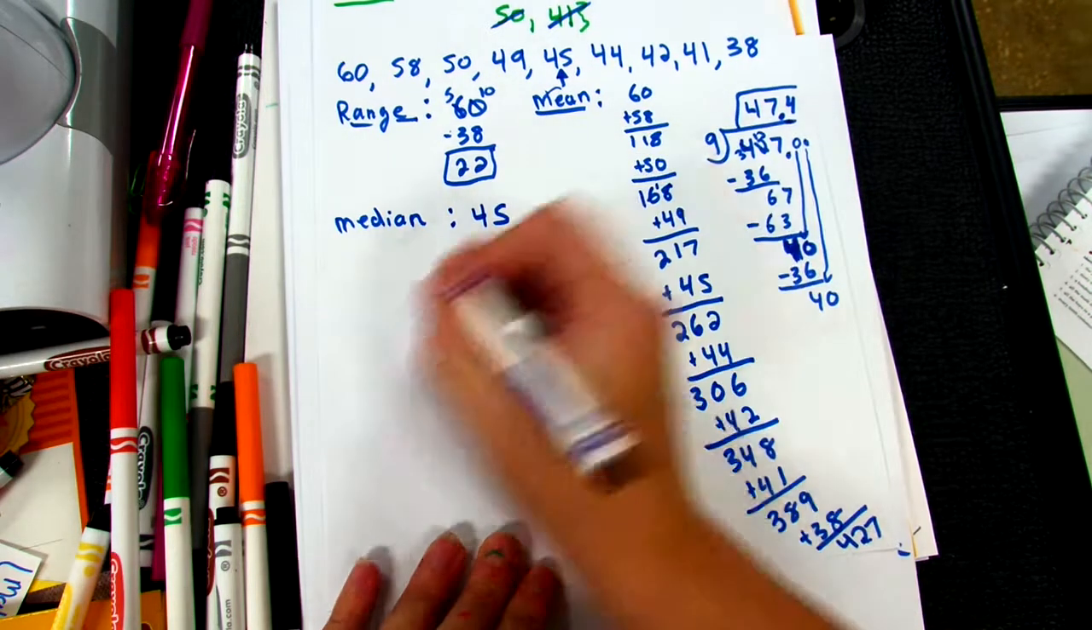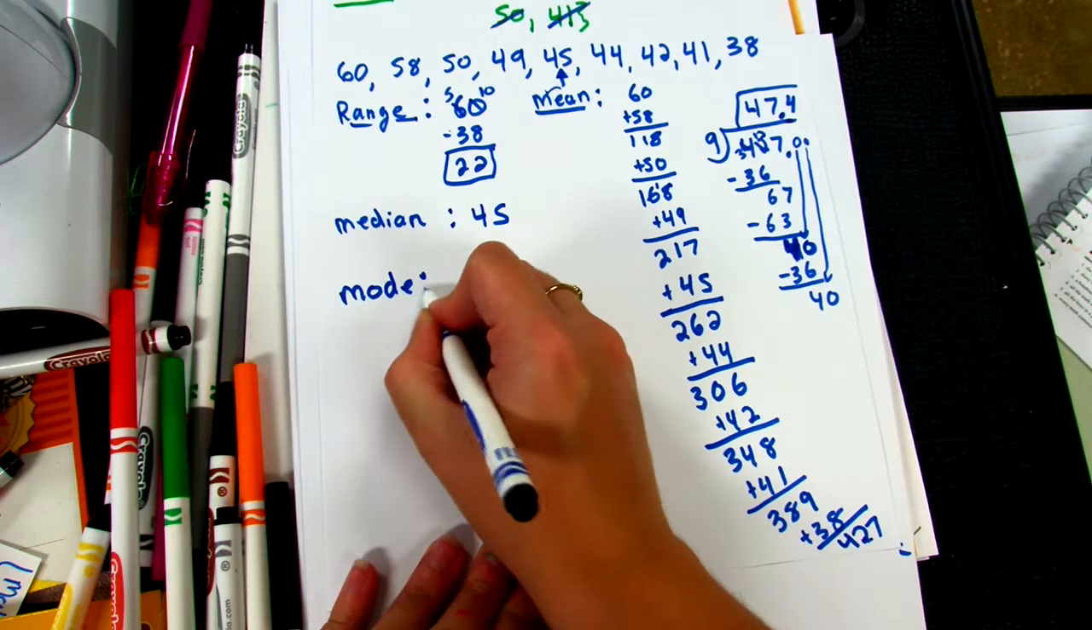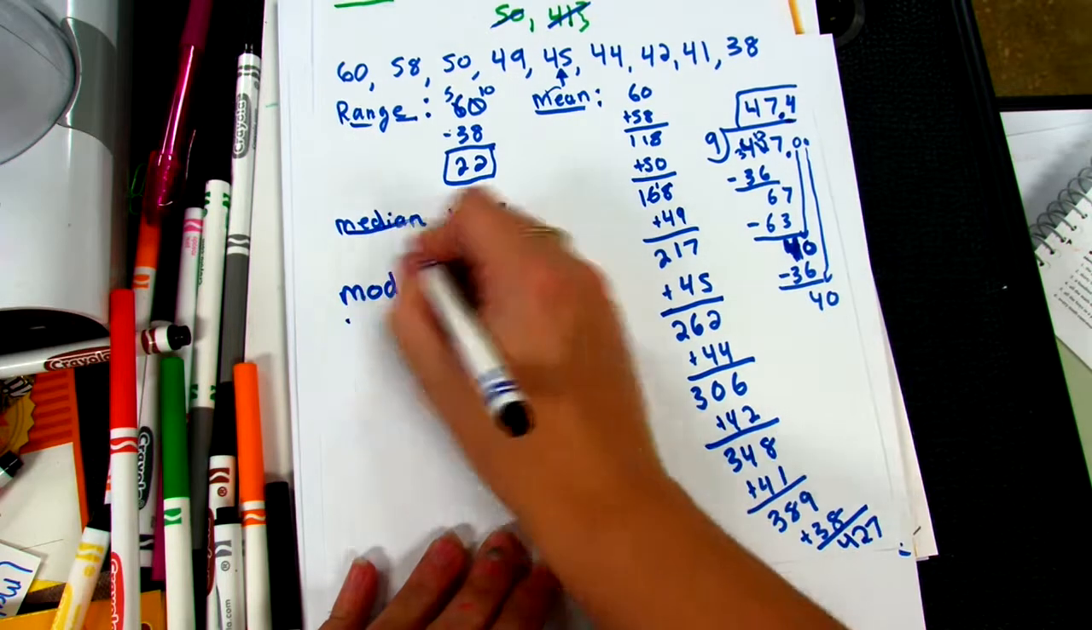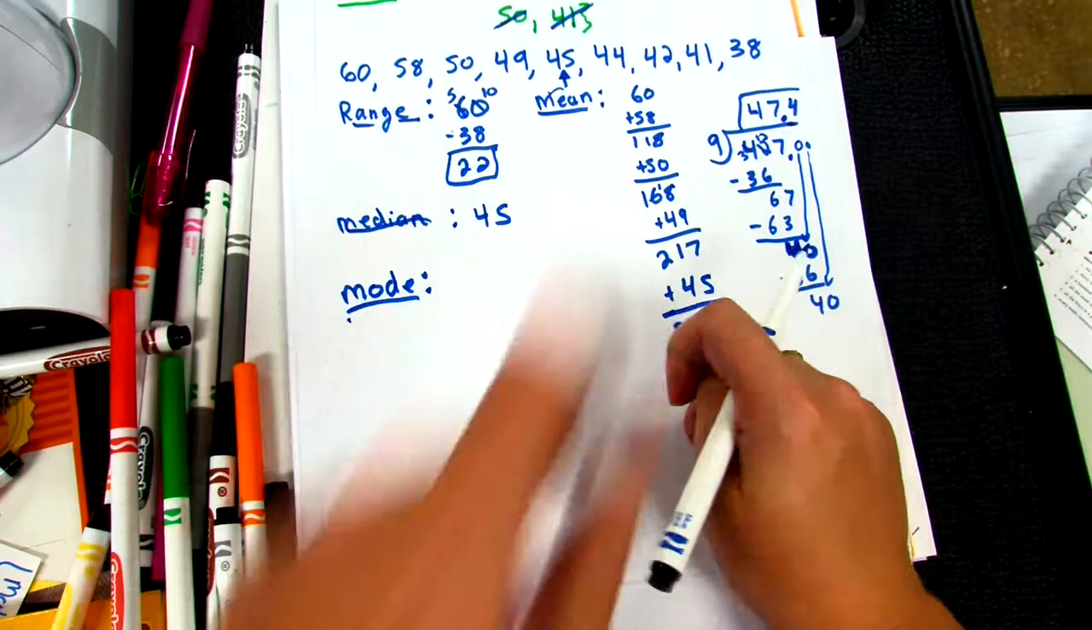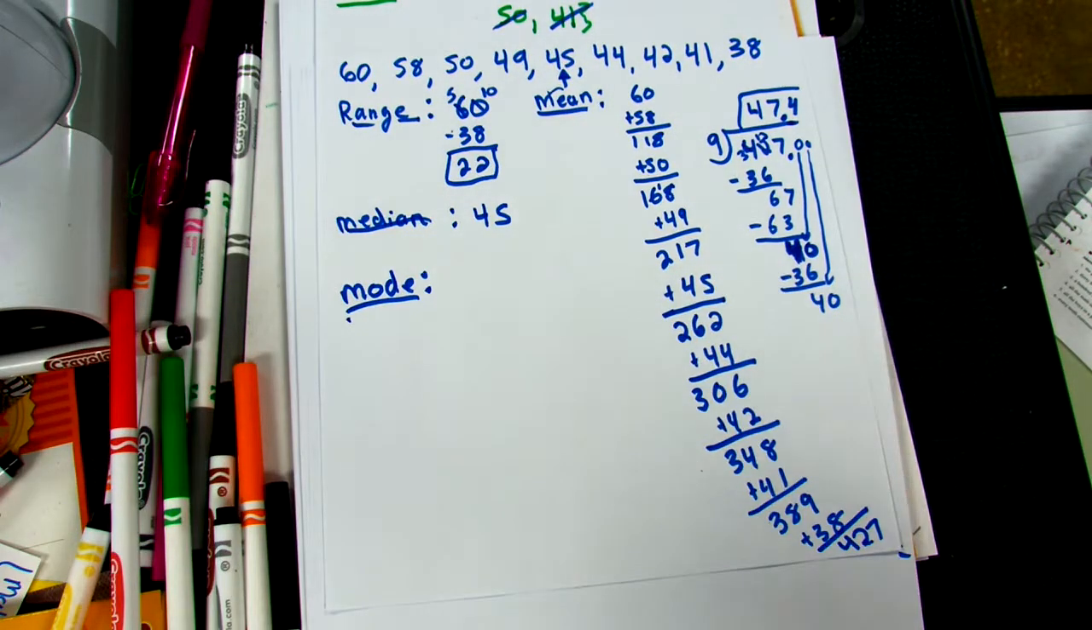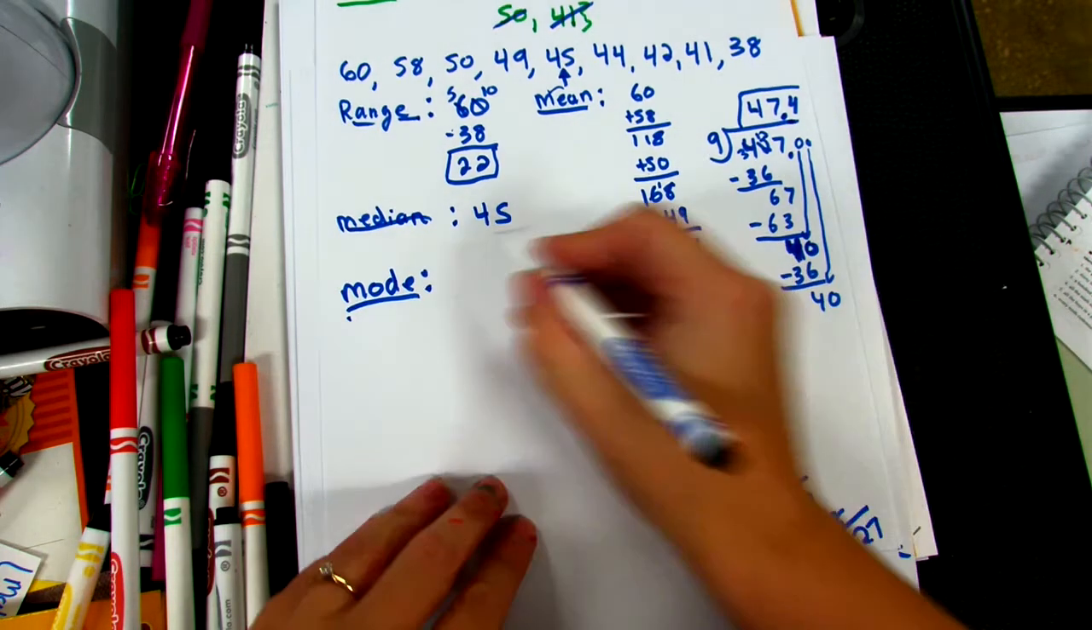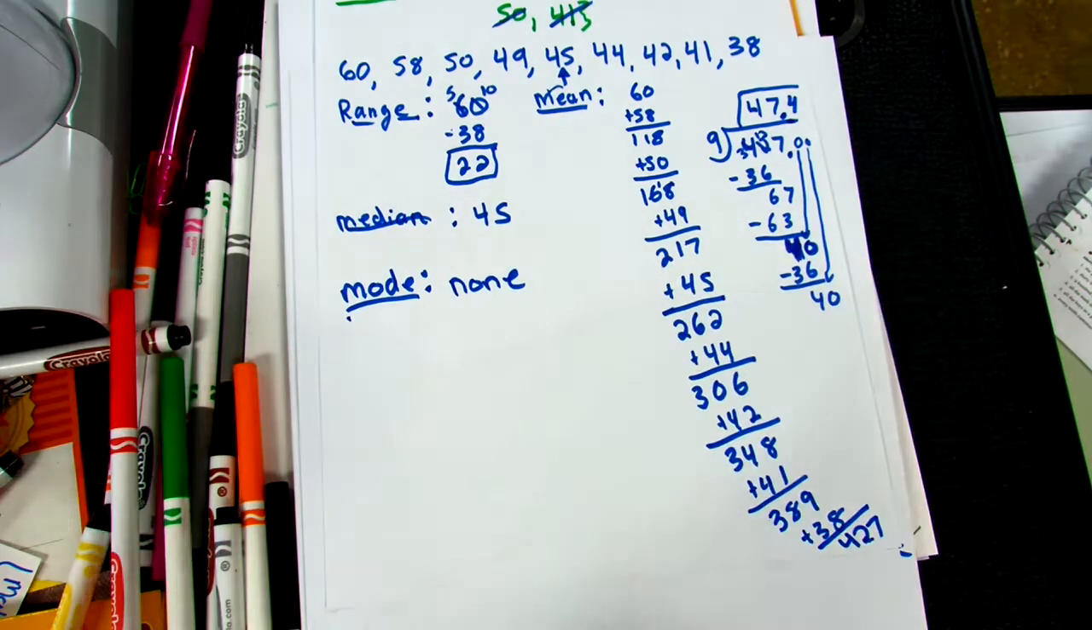Okay, and then now for mode. Mode is the number that occurs the most. Okay, and each number only occurs once. And remember, if all of them occur only once, then there is no mode. So for our mode, we would just say none. There's no mode.